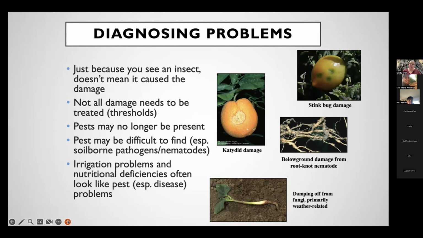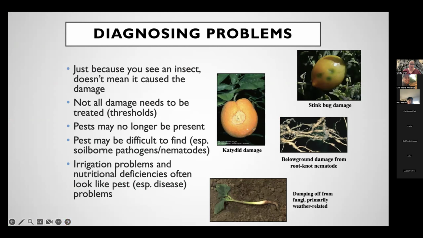Pests may no longer be present, and that happens a lot. I go out to field calls and they say, I see the damage, I don't see the insects. And this is where I use clues such as cast skins, type of frass, and type of feeding damage to be able to hone in and try to discover what caused the problem at hand, or what could be possible culprits. So pests may be difficult to find.